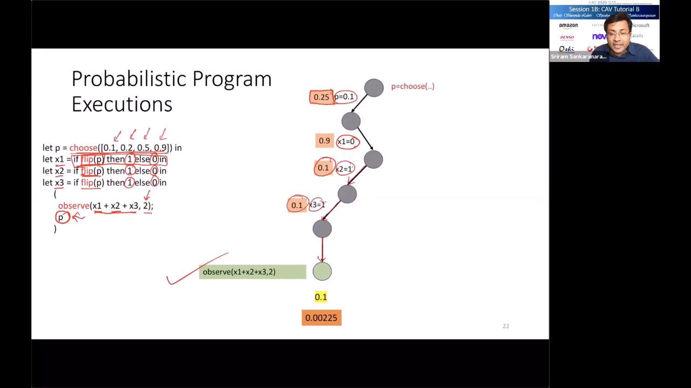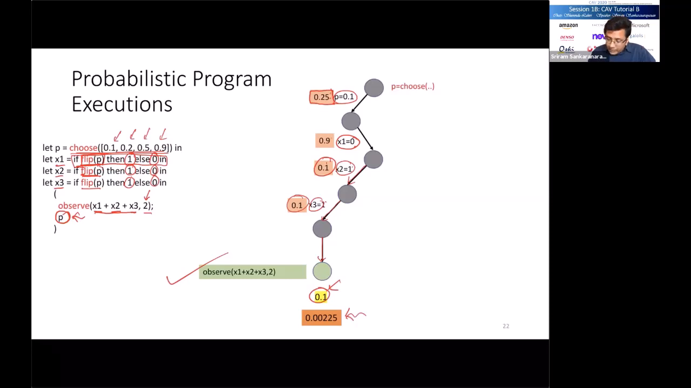I'm allowed to proceed. The probability doesn't get modified because this is kind of a hard condition. It's either take it or leave it kind of condition. So the return value on this path is 0.1. The program returns 0.1. The probability for this path is 0.00225. Why is that? It's the product of 0.25 times 0.9 times 0.1 times 0.1.